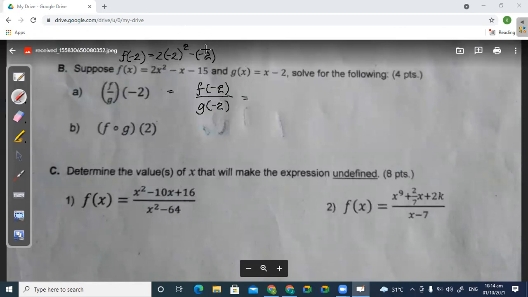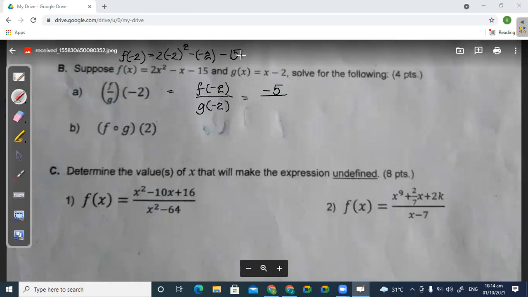Okay, para sure, lagyan mo na ng parenthesis yung mga x para hindi nakalilito. So, 2 times... ito muna, PEMDAS, di ba? Nasa loob muna, parenthesis. Negative 2 squared, so positive 4, times 2, so that is 8 minus negative 2. So, that is 8 plus 2, 10 minus 15, negative 5.